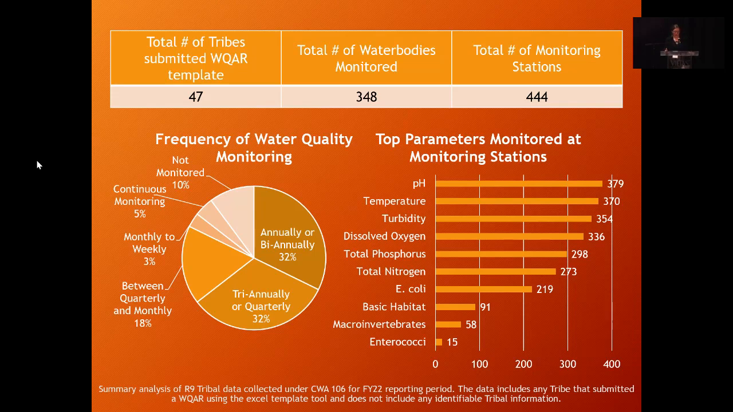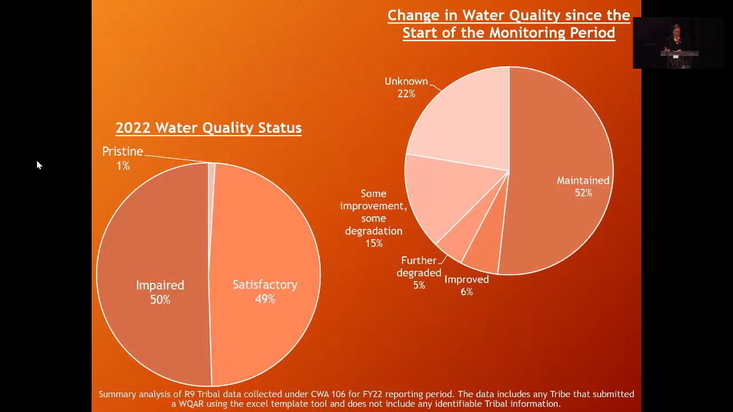So next slide is getting more into the interpretation. On the pie chart to the left, we can see the water quality status as interpreted by the tribes in these water quality assessment reports. About half are satisfactory, but about half are impaired for some reason. So that means maybe pH was higher or lower than the benchmarks used, or maybe nitrogen was a little higher, temperatures were a little high. So these pie charts and all these graphs are what the tribes reported as either satisfactory or impaired.